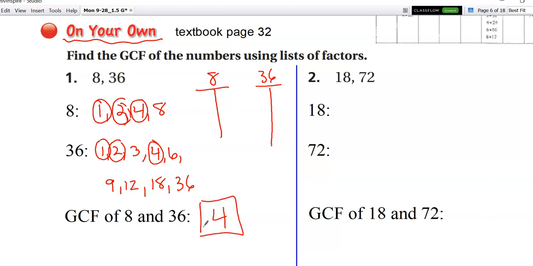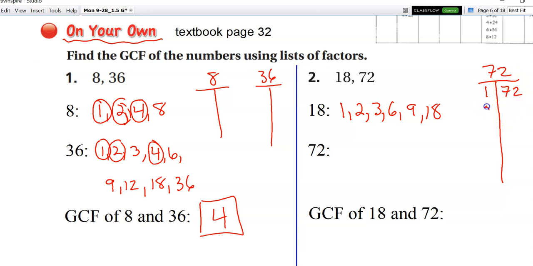There we go. And now for 18 and 72, again, I'm just going to make my list. 1, 2, 3, 6, 9, 18. 72 is a little harder for me, so I might recommend that you make a list of factors using the T-chart or the factor pairs.